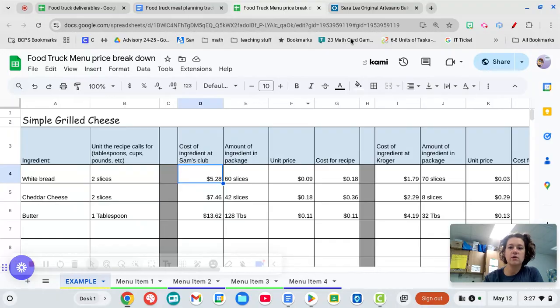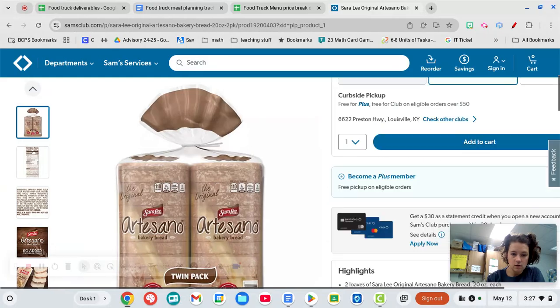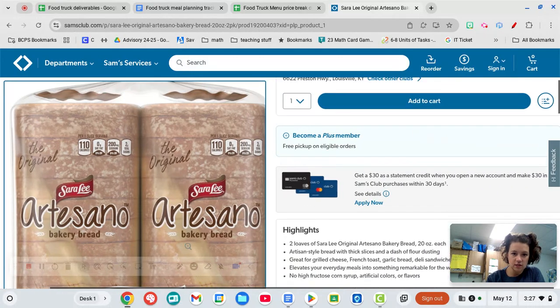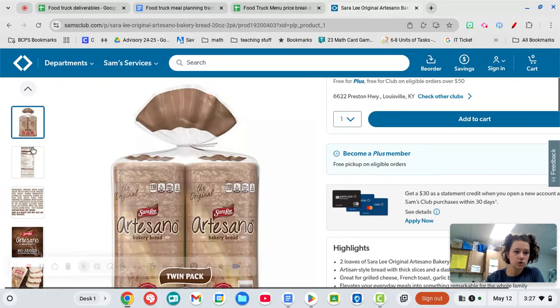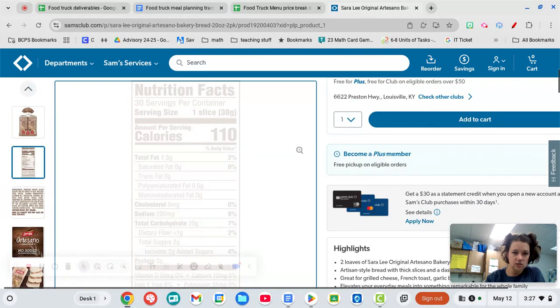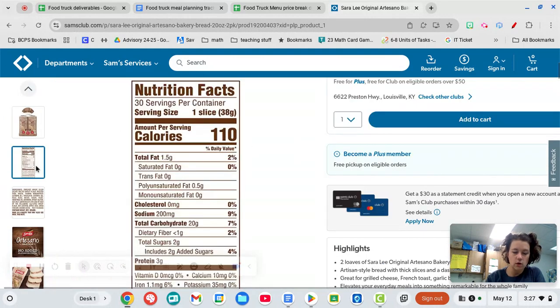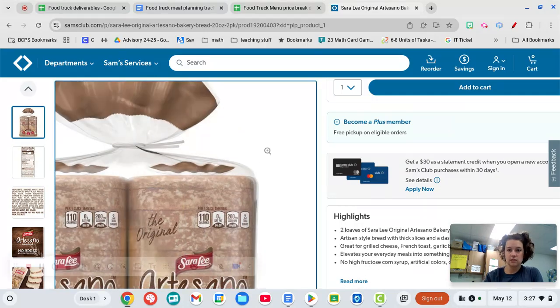And now I got to figure out how many slices are in the package. If I just look at the packaging, it doesn't tell me how many slices there are. So you might need to go to the nutritional information. And it says that a serving size is 1 slice and that a bag has 30 servings. So I've got 30 sets of 1. I must have 30 slices in 1 bag. But this is 2 bags of bread. So I know that there are 60 slices of bread.